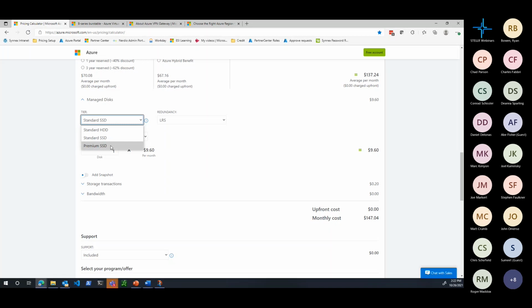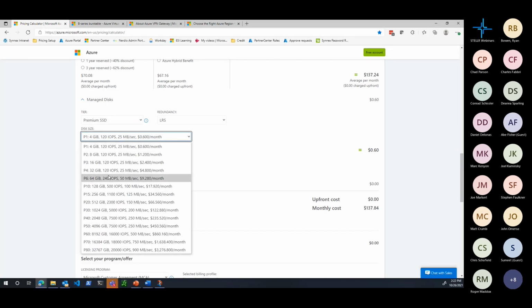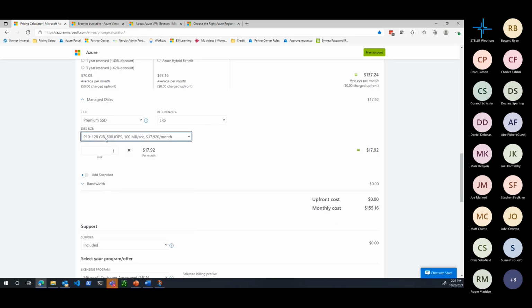Now, if I move into the premium SSD, you'll see that storage transactions drops off. I still have the ability to do redundancy, and then I can pick, again, that 128 gig disk. That's a standard image that comes out of Azure when you're building things from the Azure images. But you can see that it's $17.92. The premium SSD has SLAs behind it.